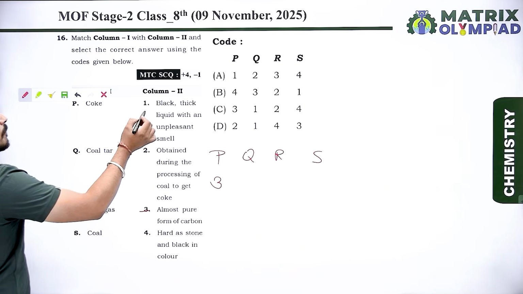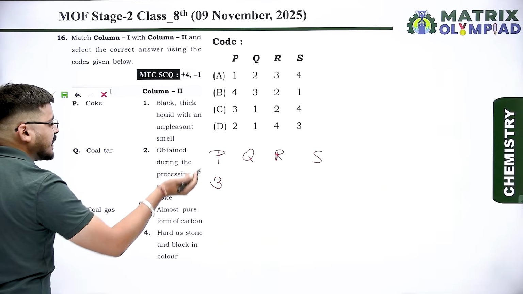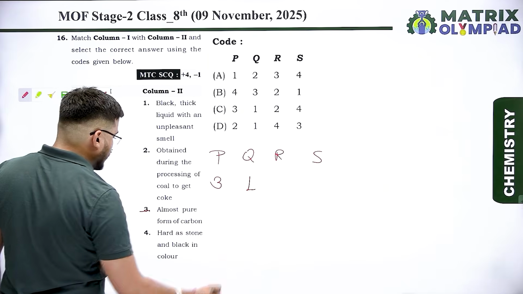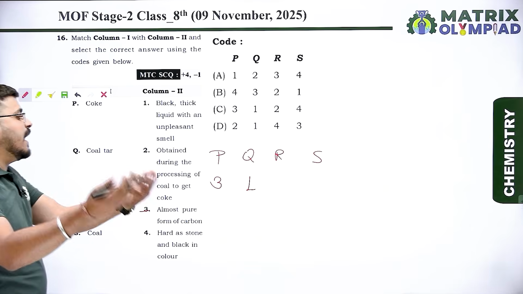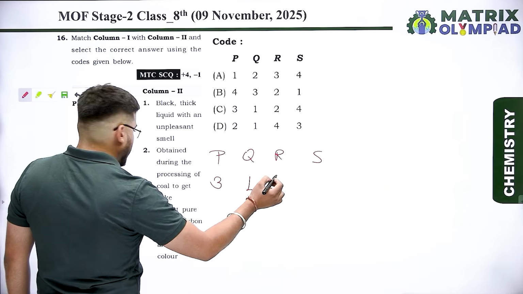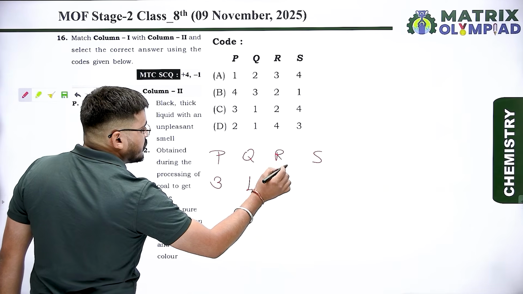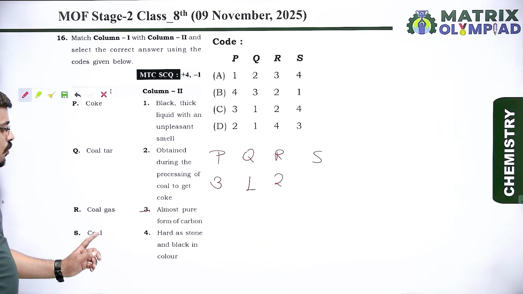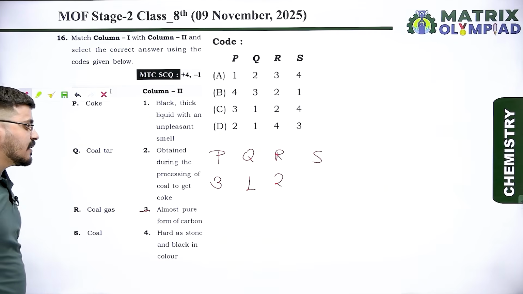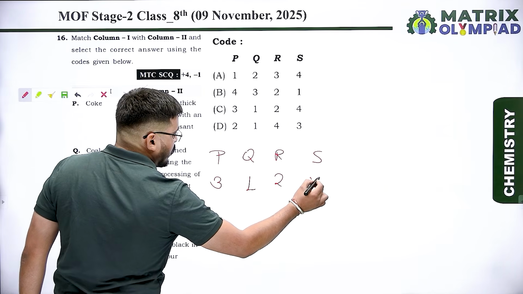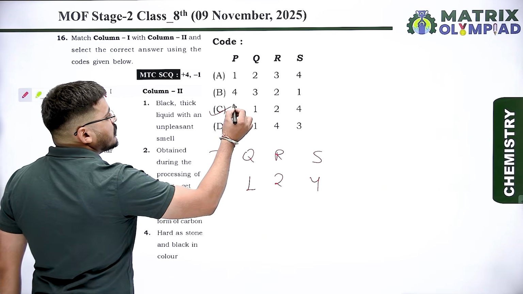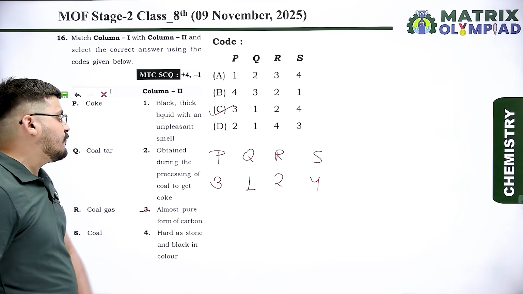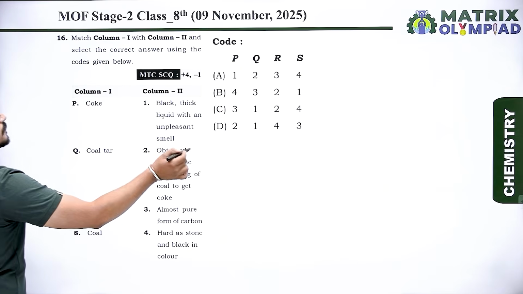Coal tar. It is a black thick liquid with an unpleasant smell. So Q will contain option number 1. Coal gas is obtained during the processing of coal to get coke. So R contains the second option. And S, coal is as hard as a stone and black in color. So S will contain option 4. The code will be 3, 1, 2, 4, which is correct. Option C, 3, 1, 2 and 4. Let's move to the next question.